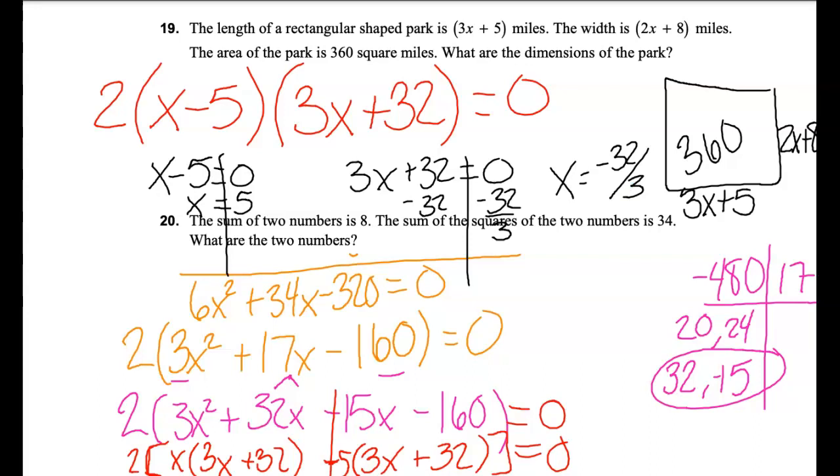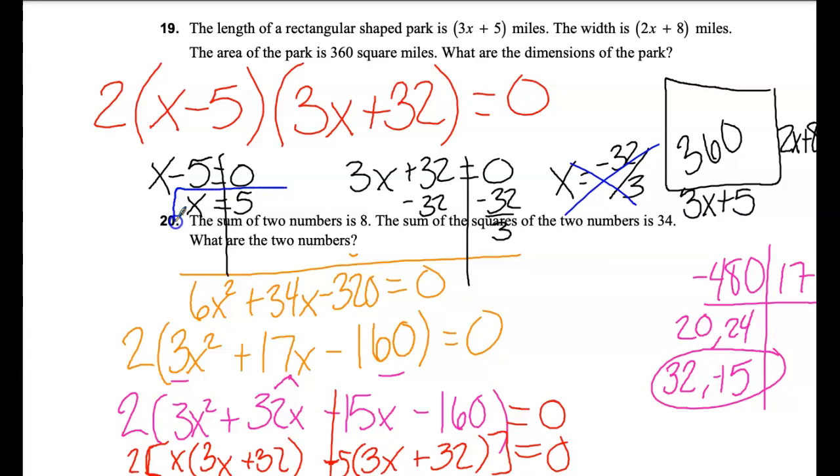It does have to be 5 because we're talking about dimensions, right? Can you ever have a dimension be negative? No. So negative 32 over 3 would not even make sense because we're talking about dimensions. You can have a negative when you're talking about the area. Okay, so then x has to equal 5.